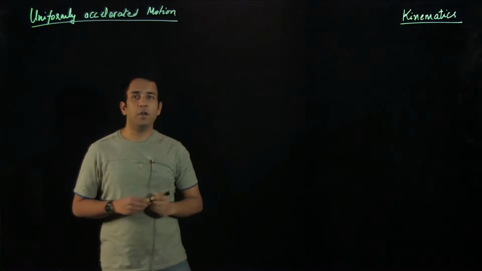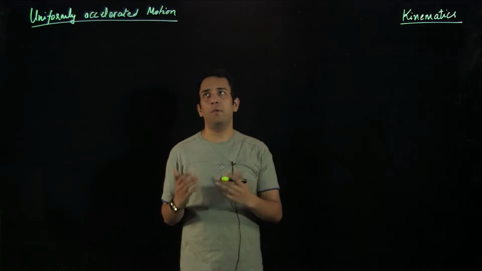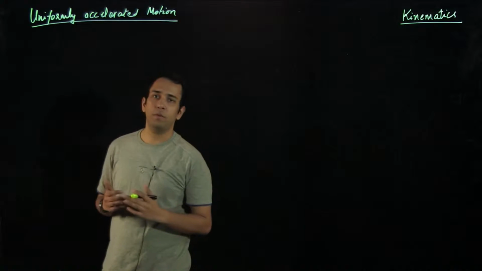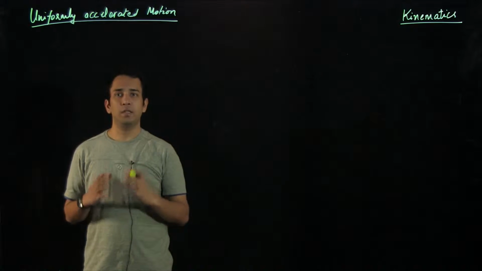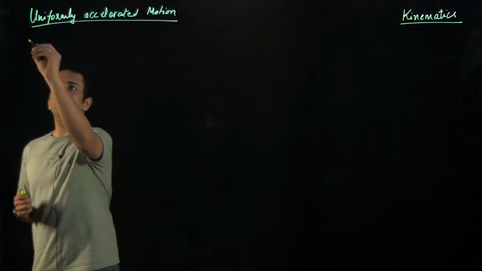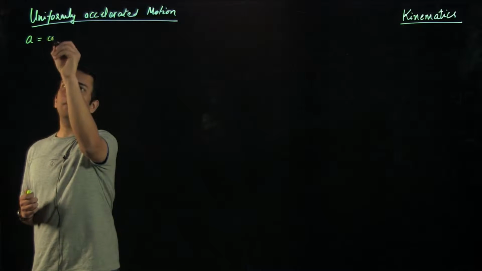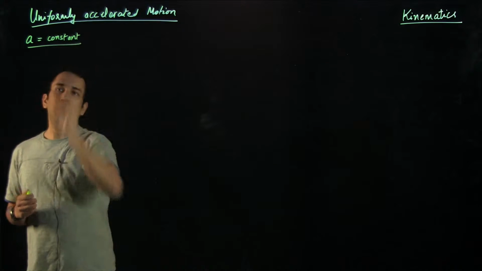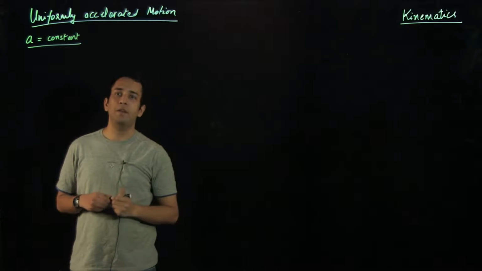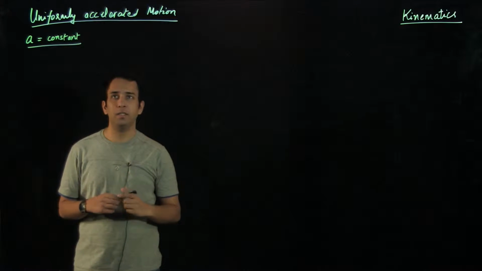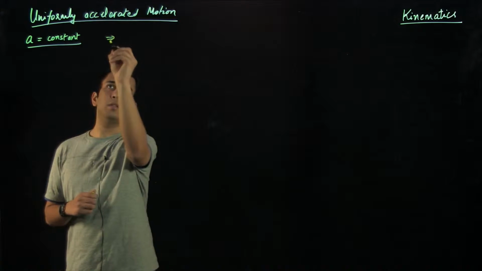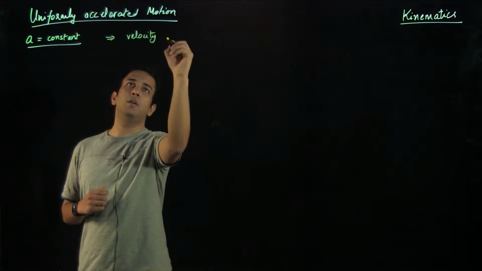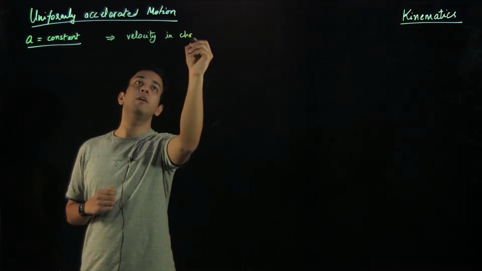In our last video, we just started this topic and we introduced that a uniformly accelerated motion is a motion of a particle in which the acceleration is constant. So, the acceleration acting on a particle is constant. And as we have defined, acceleration is the rate at which the velocity is changing. So, it means that the velocity is changing.